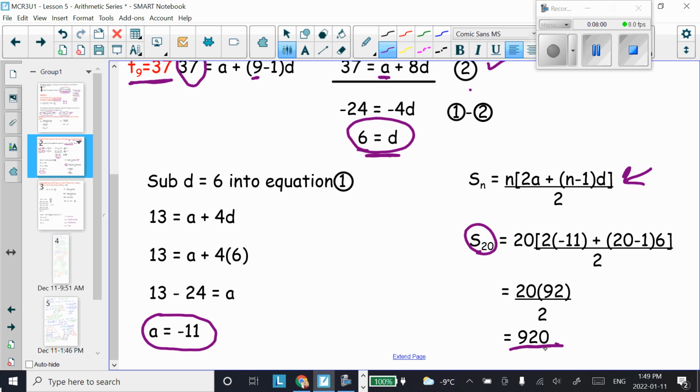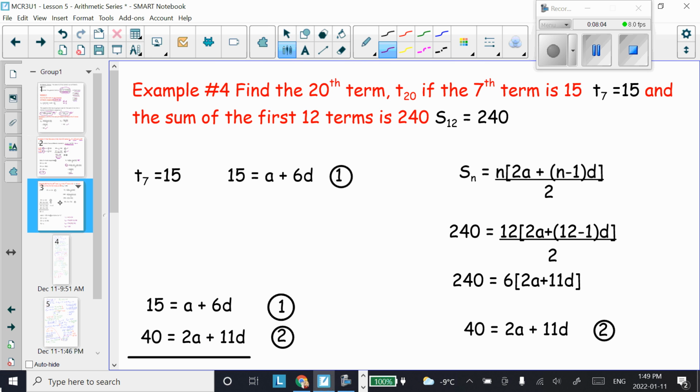That's the second, or third, example. One more example here, number 4. Find the 20th term. So 20th term means we're looking for T20. If the 7th term is 15, so we're given T7 is equal to 15, and the sum of the first 12 terms is 240. So S12 is equal to 240.